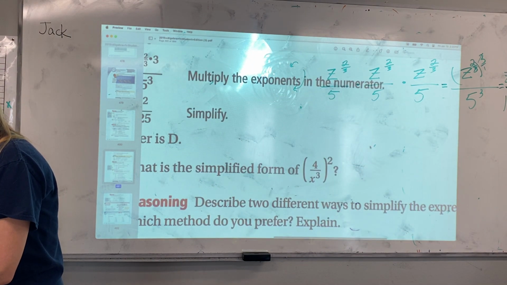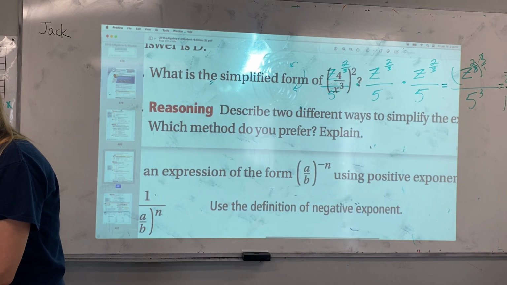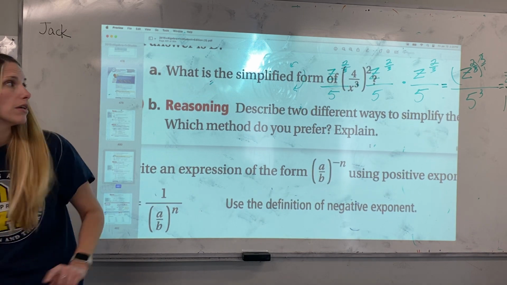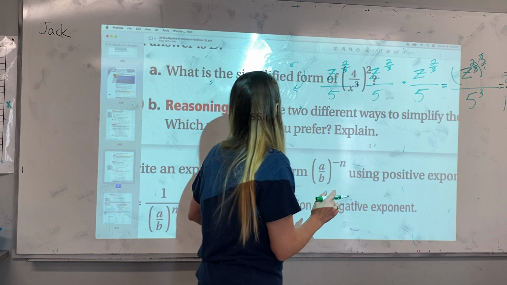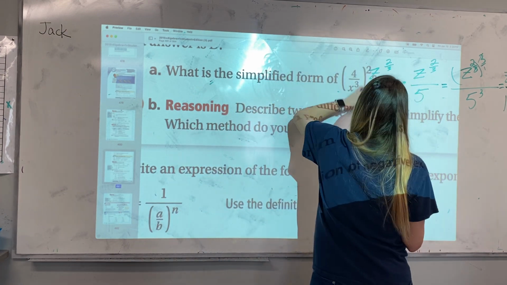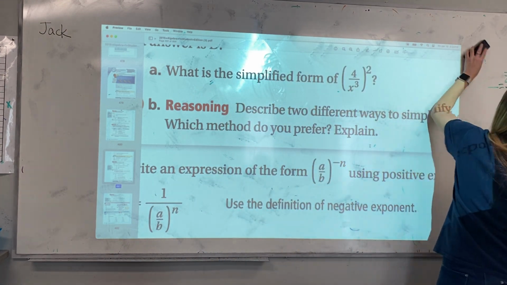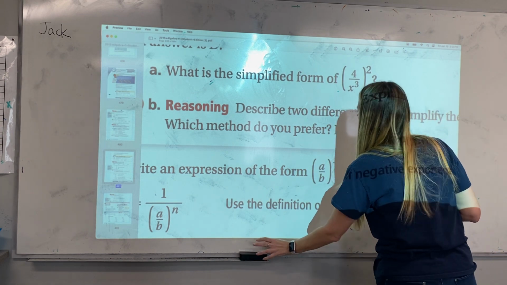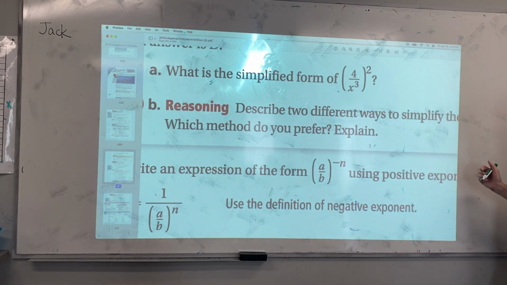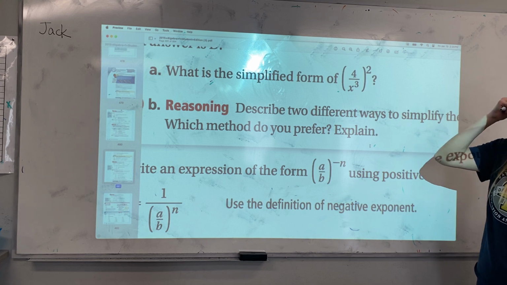Let's do A. Try A on your own. Which one is this? This one. Okay. Actually, we don't have time to try it on our own. We're doing it together. Sorry, I've got 3 minutes. If anybody packs up before I say, then you can stay.